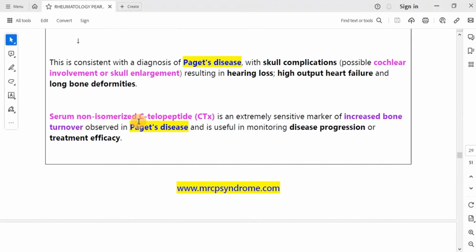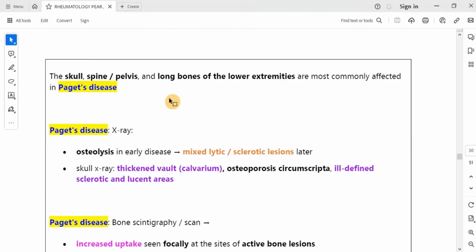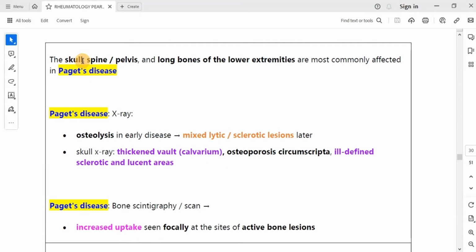Serum C-telopeptide, that is CTX, is an extremely sensitive marker of increased bone turnover observed in Paget disease and is useful in monitoring disease progression or treatment efficacy. The skull, spine or pelvis, and long bones of the lower extremities are most commonly affected in Paget disease.